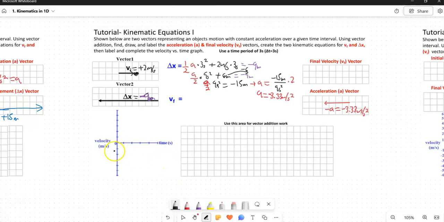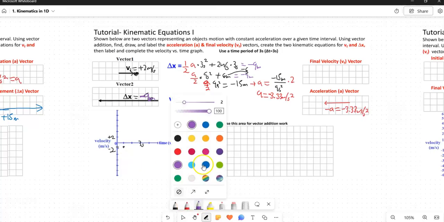Let's go ahead and start with this. So the initial velocity is +2. So we'll just count by 2's. So it starts there, and this is a period of 3 seconds. So this is going to drop by 3.33 for every second. So this is not going to look pretty. So this is right before the -2 here. So it's going to be just above that.